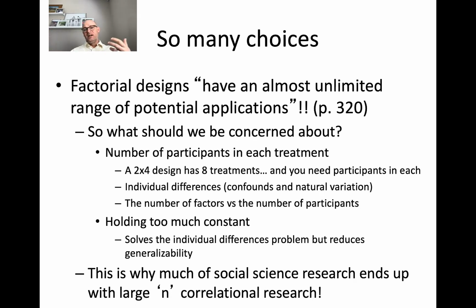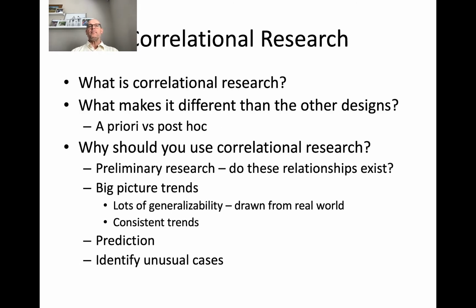So because of these factorial designs and all the other potential problems and strengths, a lot of social science research ends up in large N correlational research. So instead of big experimental or quasi-experimental or factorial design types of experiments, we end up getting these large correlational studies. Correlational studies are a little bit different than other designs.